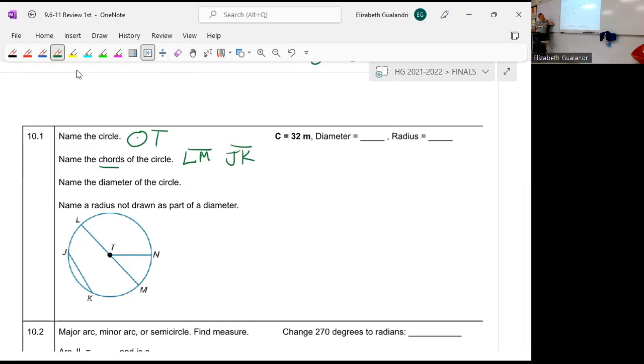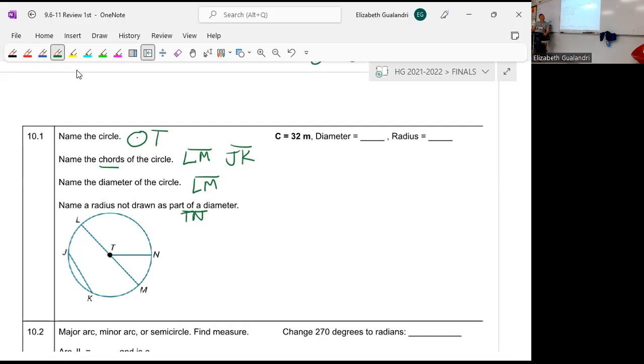The diameter of the circle we just said is LM. So you have that segment there. Put your segment bar above it. It's asking you to name it. You're naming it. You're not giving the measurement of it. Okay. And a radius not drawn as part of the diameter. So this one right here is the one not drawn as that. So TN would work. If you mix up those letters in a different order or whatever, that's totally fine. Okay, you can do that. But you have those same letters that are there.